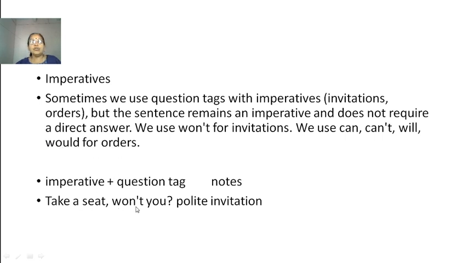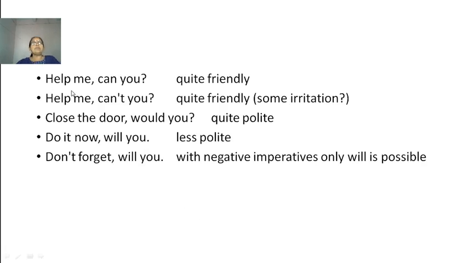Take a seat, won't you? Polite invitation. Help me, can you? Help me, can't you? Close the door, would you? These are all the examples for imperative sentences. Okay. Do it now, will you? Don't forget, will you? Like that.